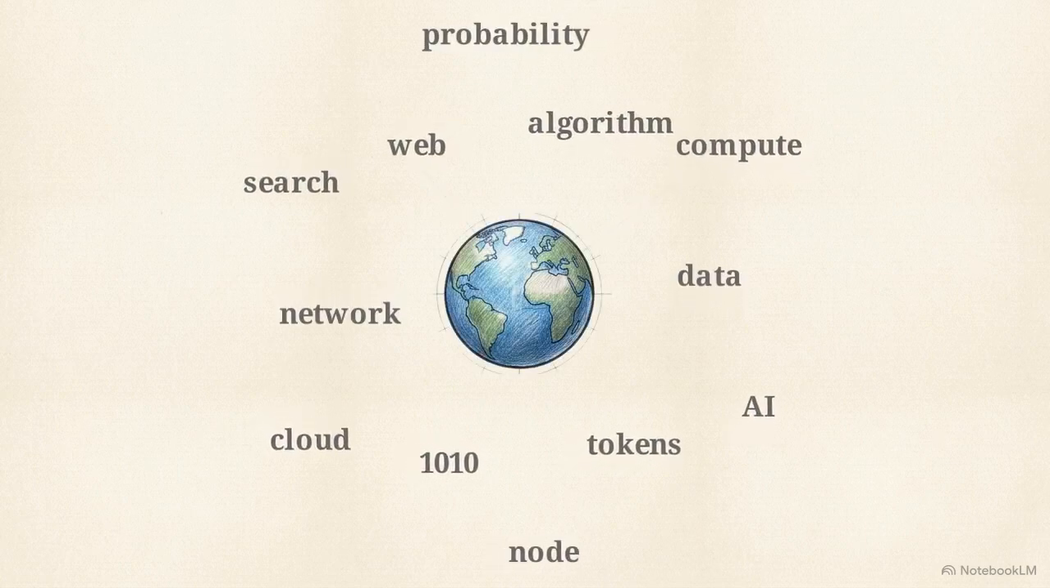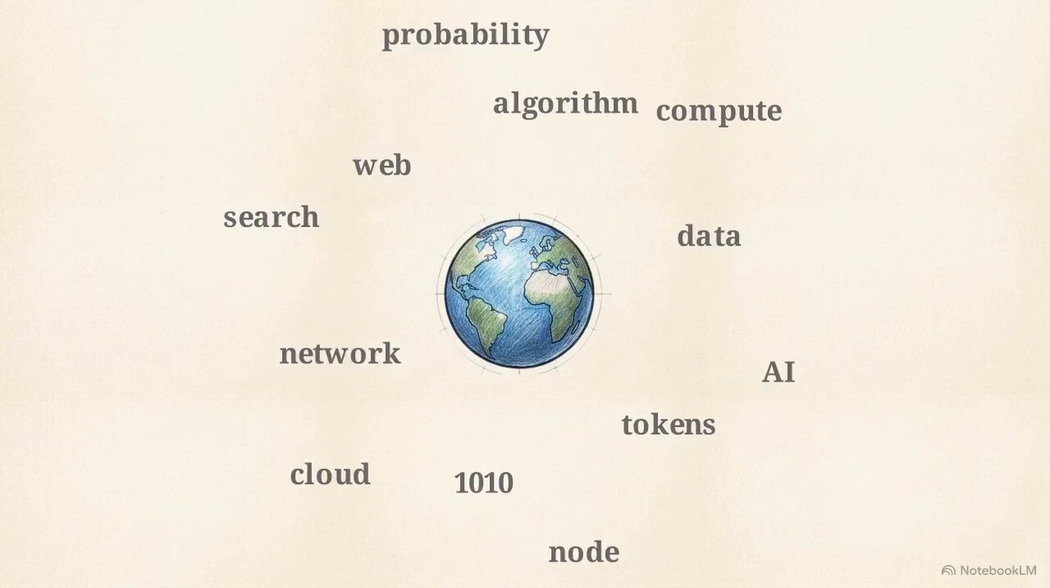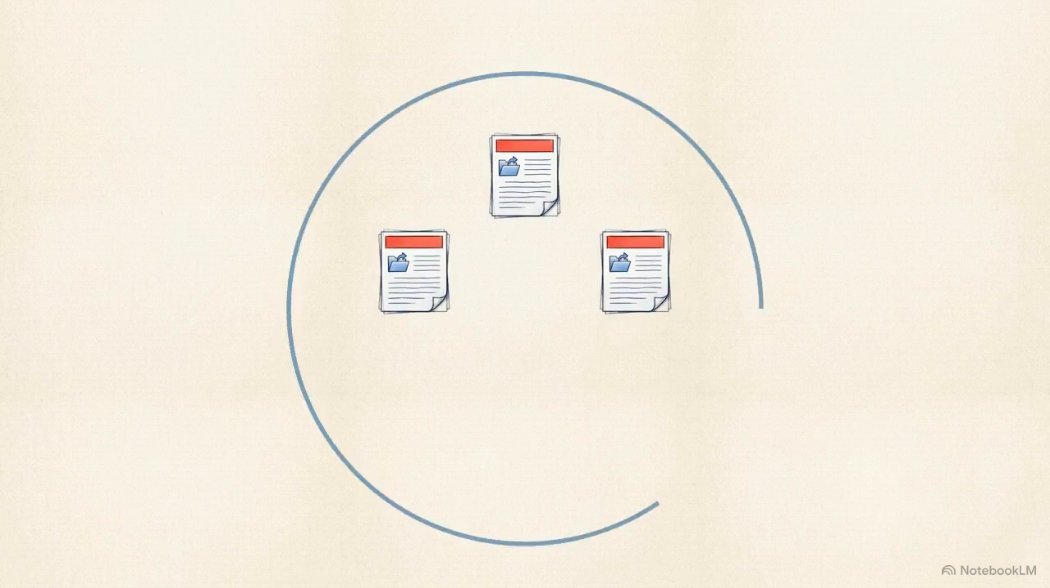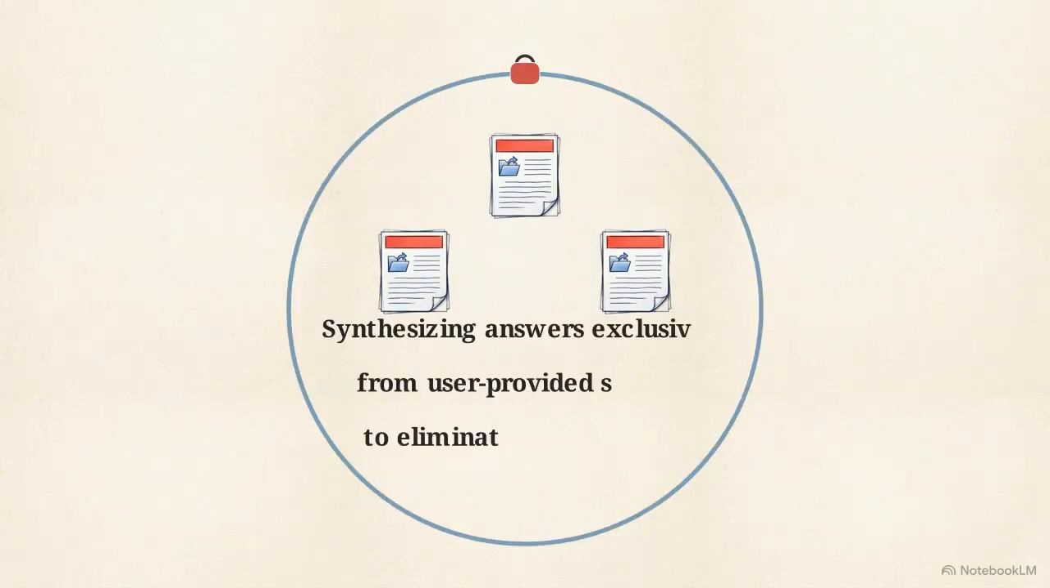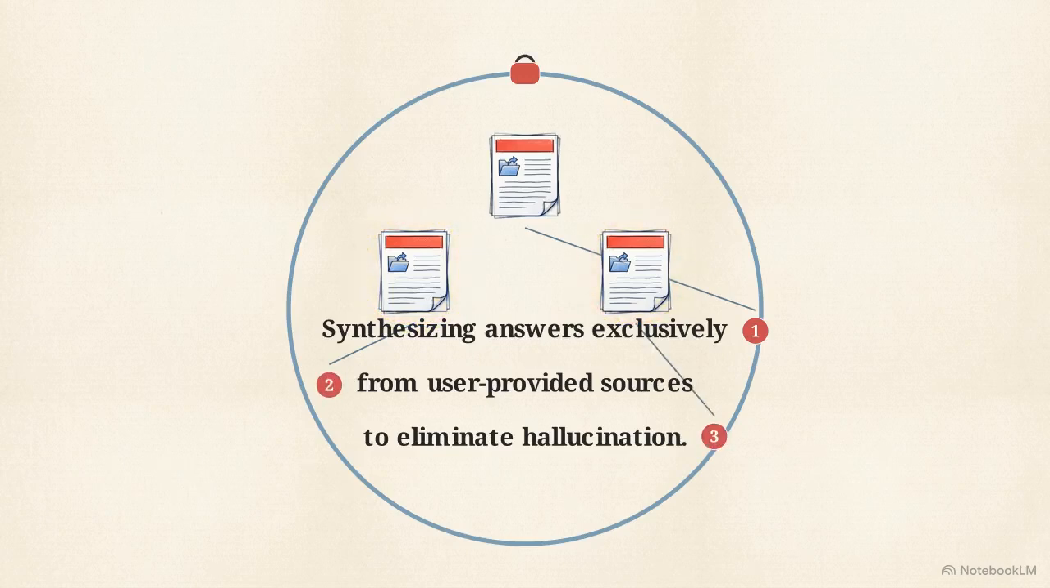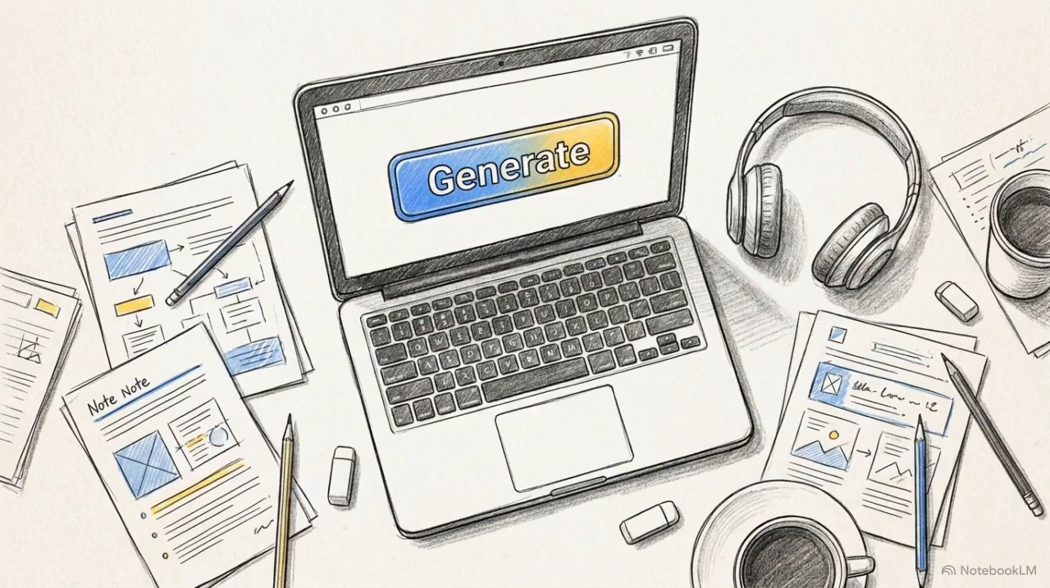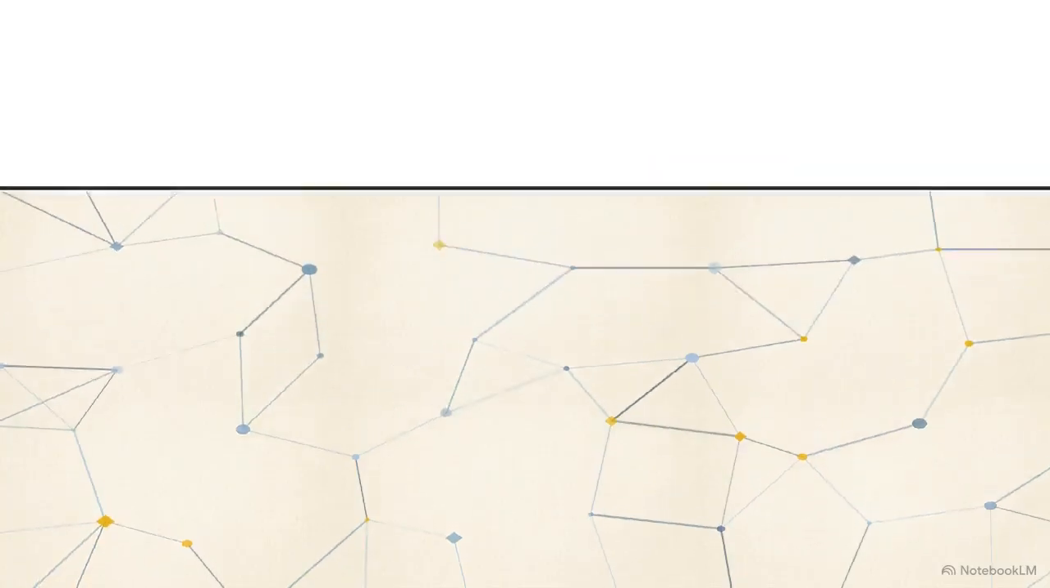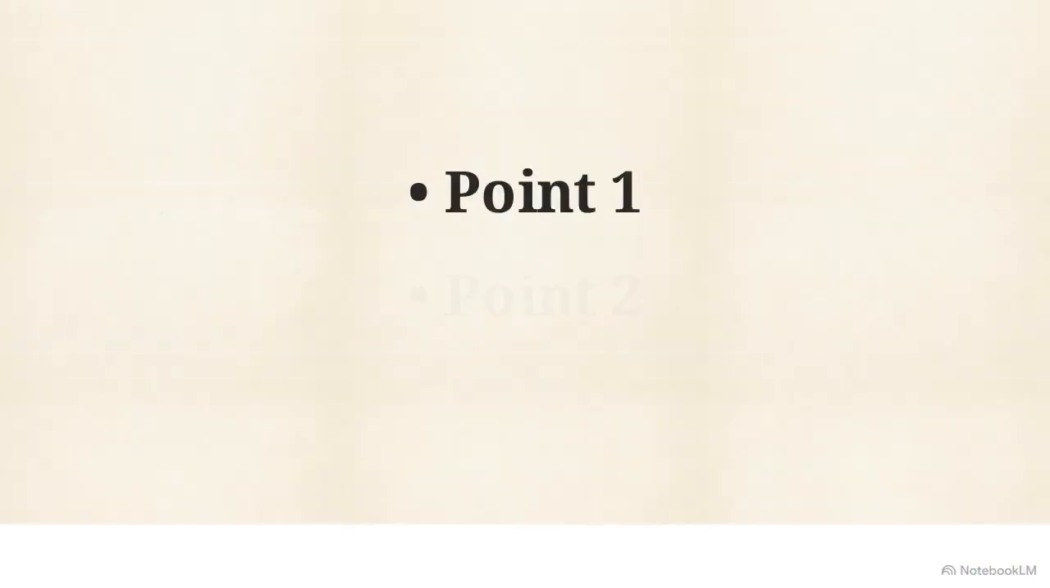ChatGPT generates answers by guessing word probabilities from the open web. NotebookLM restricts itself entirely to the documents you upload, building a closed-loop system backed by direct, clickable citations. Most new users drop in a few PDFs, click the Generate button, and listen to the default audio summary. This treats a powerful research engine like a basic text summarizer.